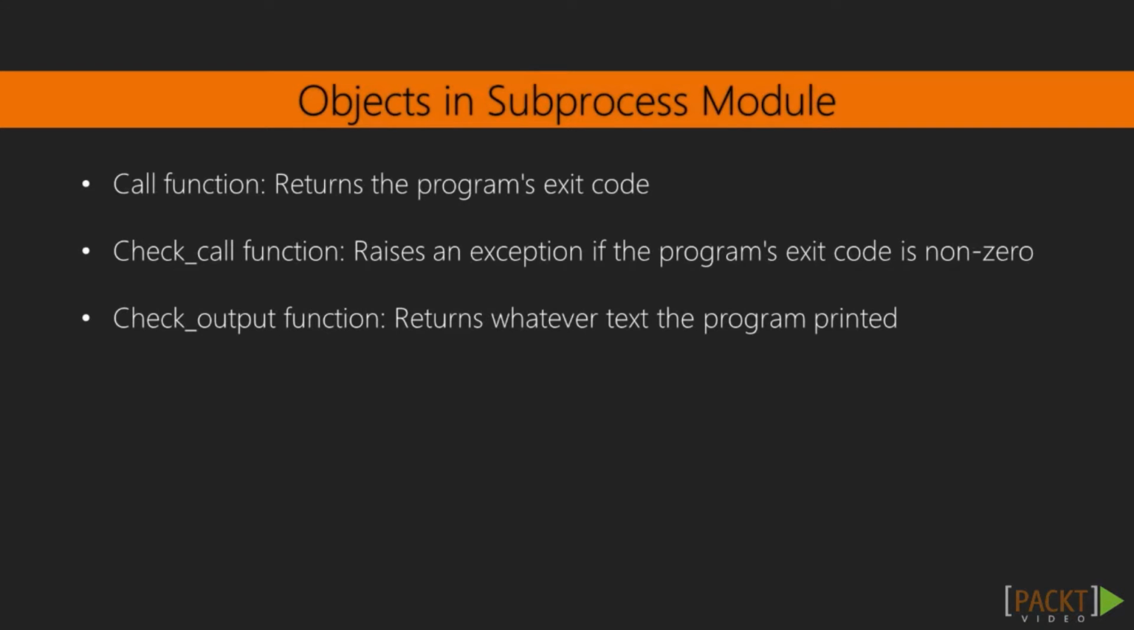The check_call function raises an exception if the program's exit code was non-zero, which by convention means that it exited with an error. The check_output function returns whatever text the program printed, and raises an exception if the program exited with a non-zero exit code. The raised exception has an attribute called output that contains the text output of the program, so even if the program exited with an error code, we can still get the output if we want.